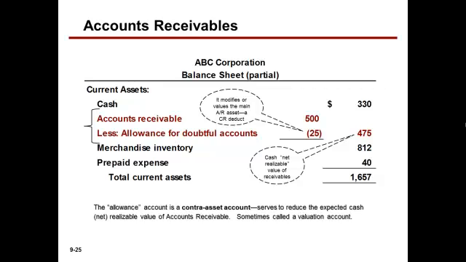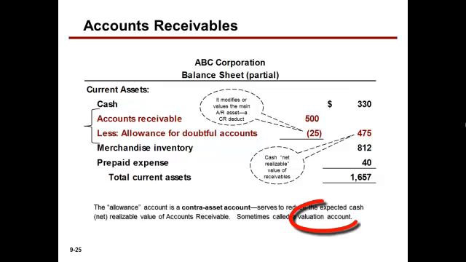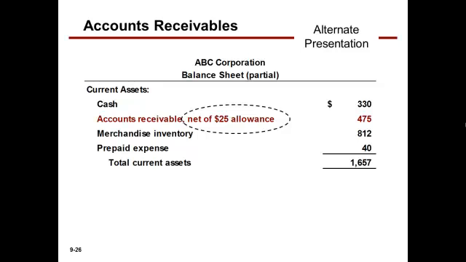This is the primary benefit of the allowance account in the allowance method. It serves to reduce the expected cash net realizable value of receivables. And as indicated, it's commonly called a valuation account. Valuing accounts receivable downward. An alternate presentation is to, on a single line, show the allowance account amount. So the net of 475, either presentation on the balance sheet is acceptable.